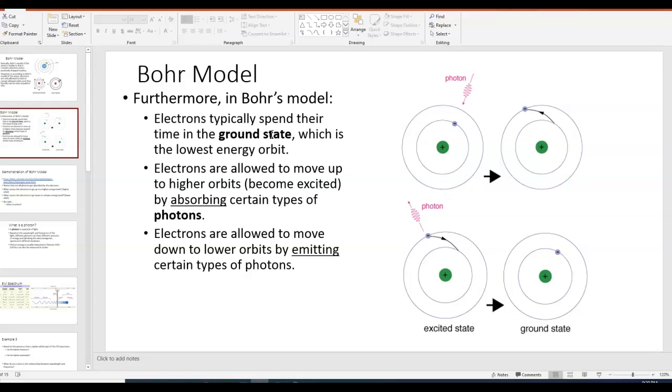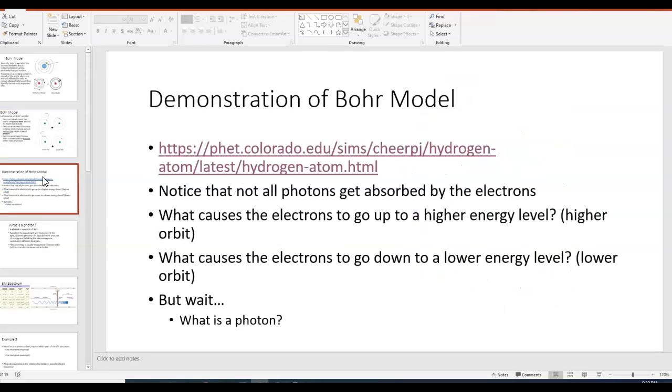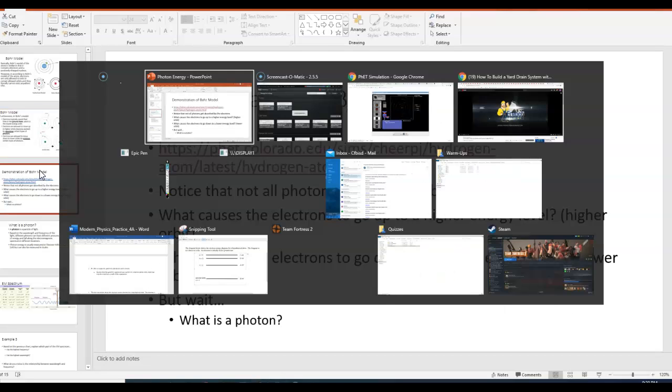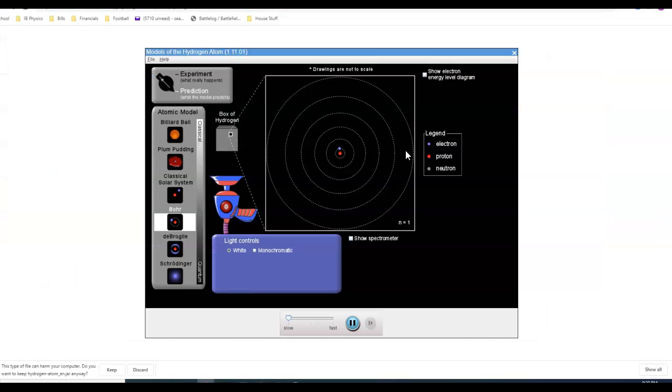But in order to become excited, it has to take a photon in and absorb a photon and use its energy to go up. And when it falls back down, the only way it can fall back down is by giving off or emitting a photon. Okay, so just to give you an idea. Okay, let's take a look at a simulation really quickly.